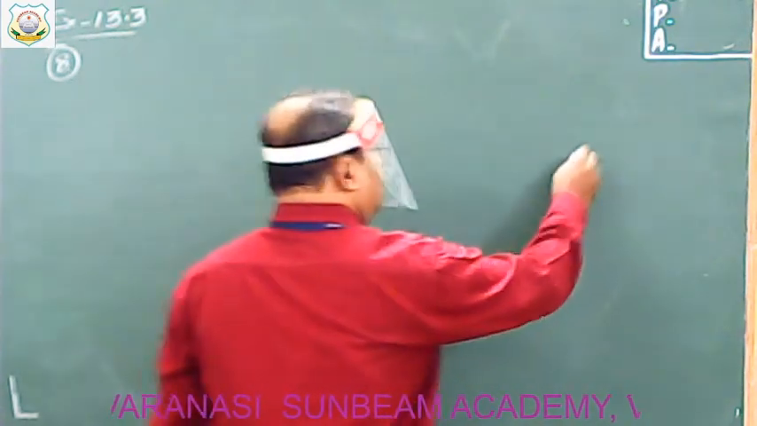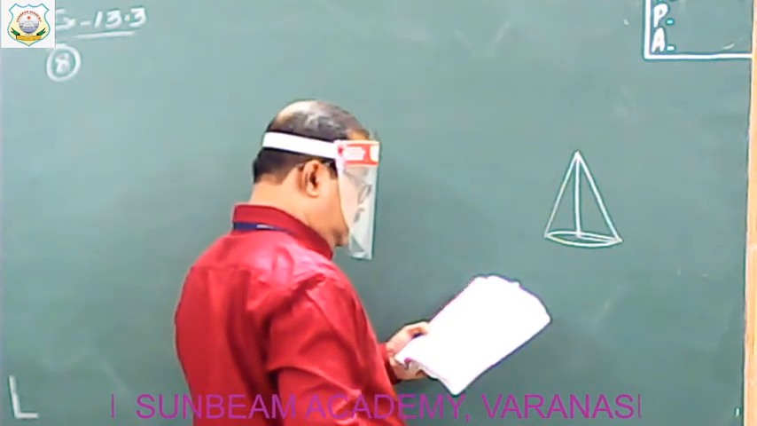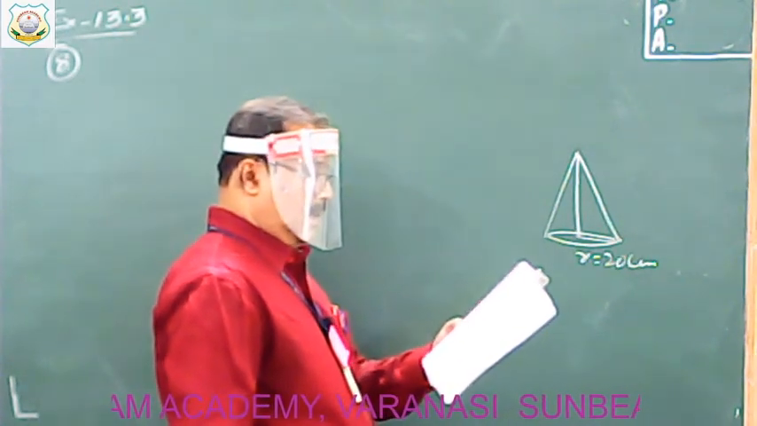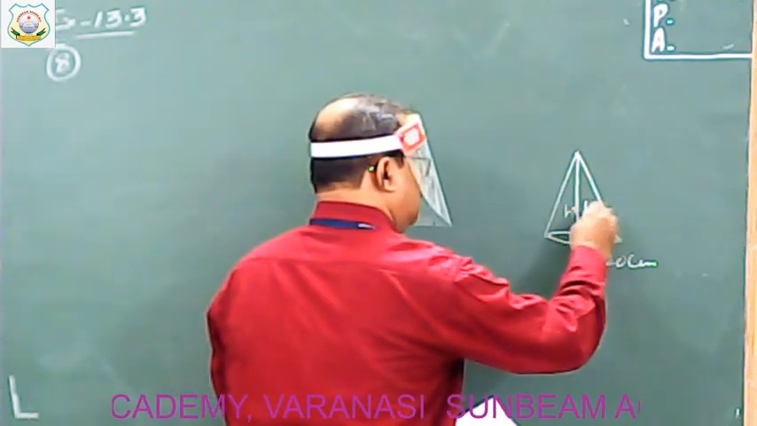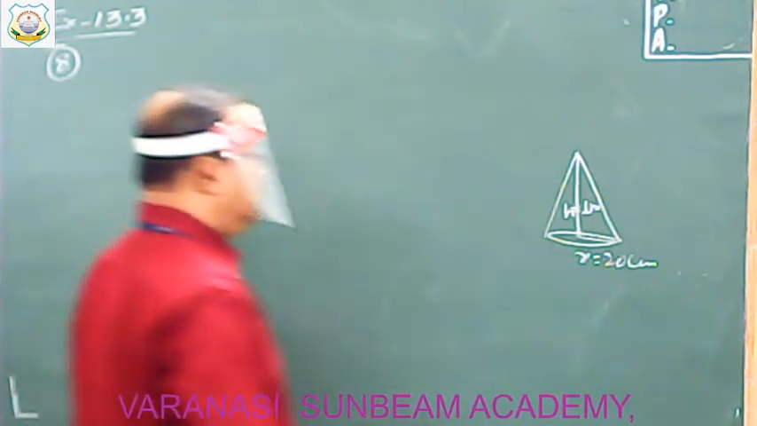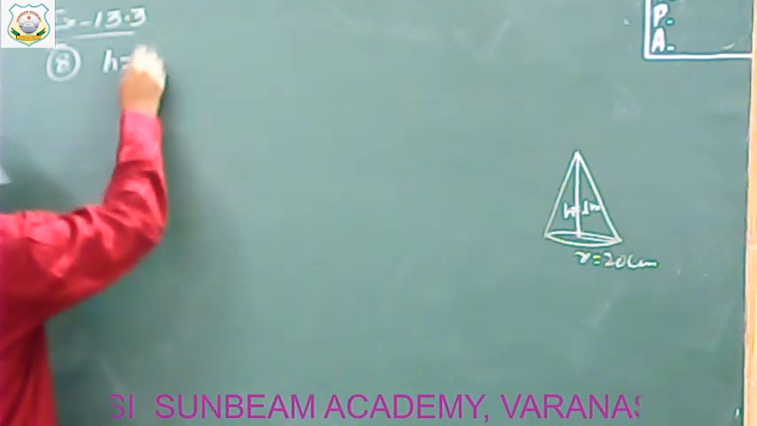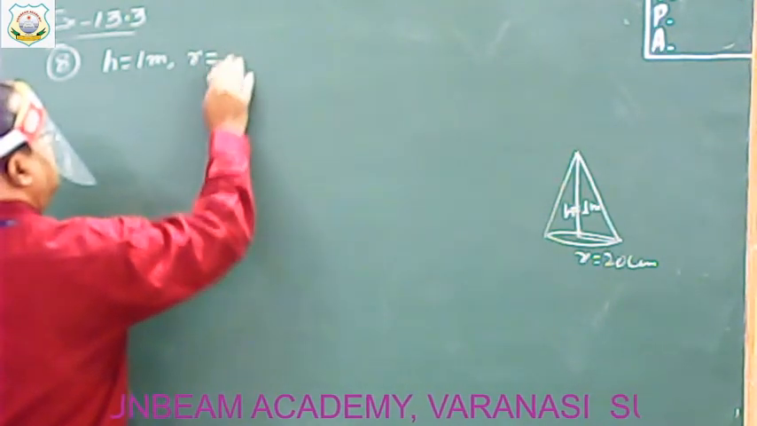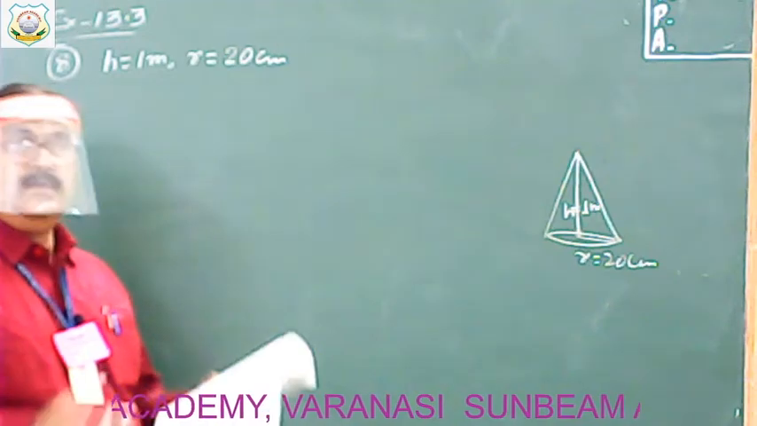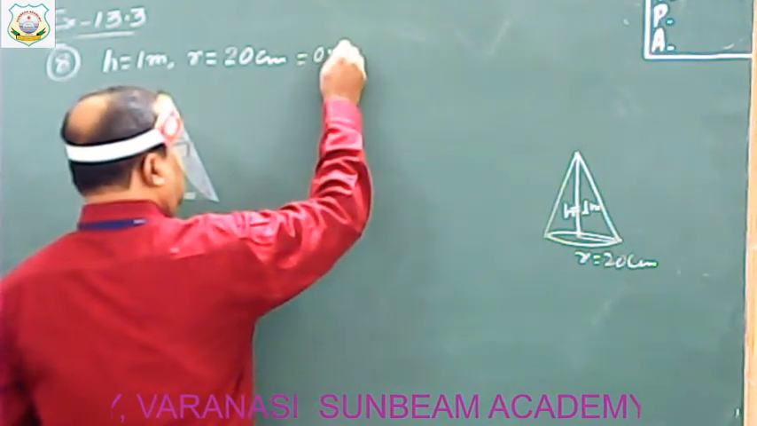Let's see. Radius, height. Base diameter 40 cm, so radius is 20 cm, and height 1 meter. So height equal to 1 meter, radius equal to 20 cm. And rate is given, that is rupees 12 per meter square. So we convert the radius, which is given in centimeters, into meters, that is equal to 0.2 meter.